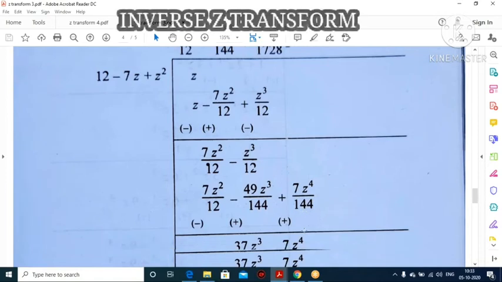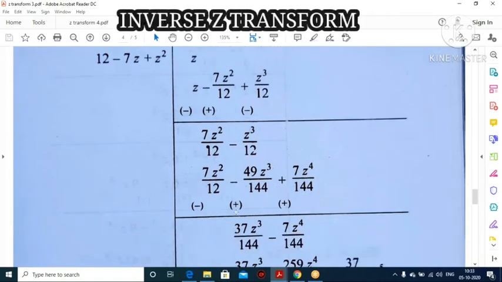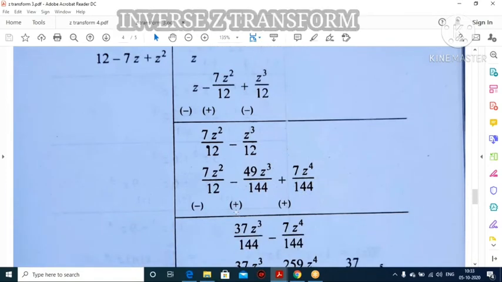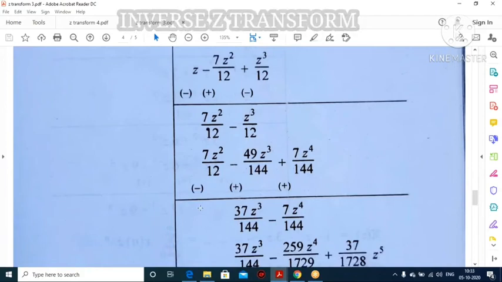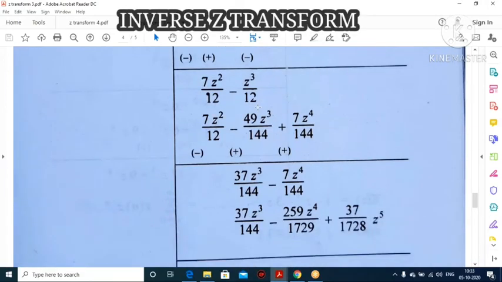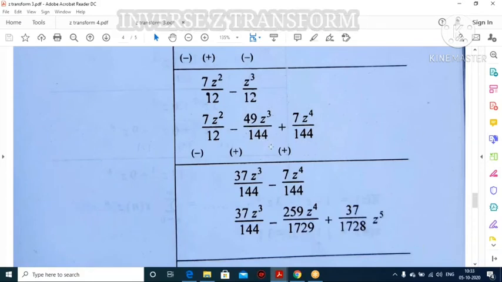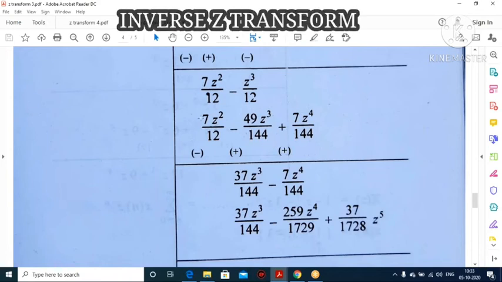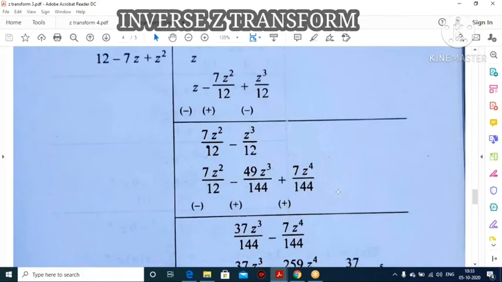Now change the sign here. Plus becomes minus, minus becomes plus. So the first two terms will be cancelled here. Remaining, you just add these terms: z cube by 12 plus 49 z cube by 144. What do you get? Taking the LCM, 144, you get 37 z cube by 144.